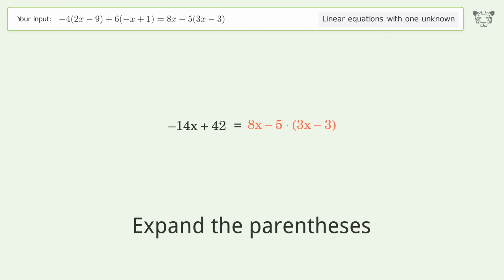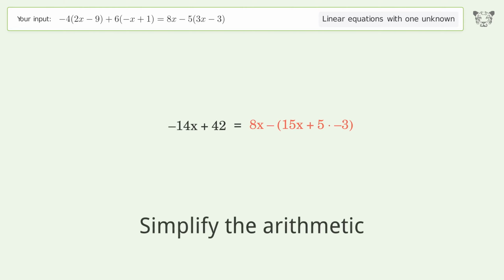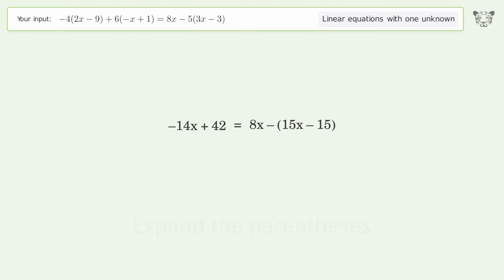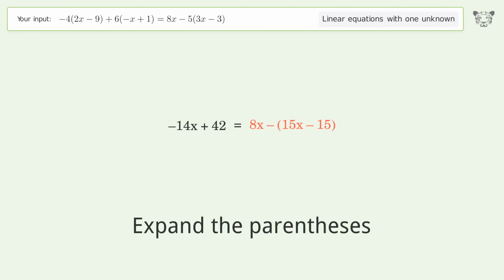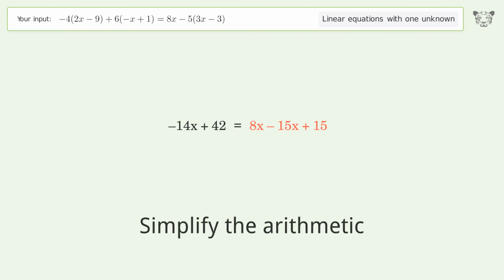Expand the parentheses. Multiply the coefficients. Simplify the arithmetic. Expand the parentheses. Simplify the arithmetic.